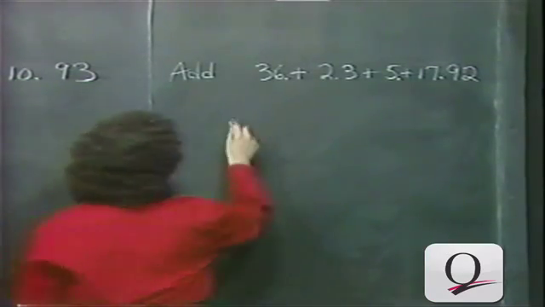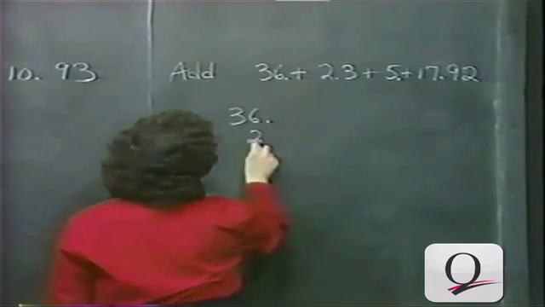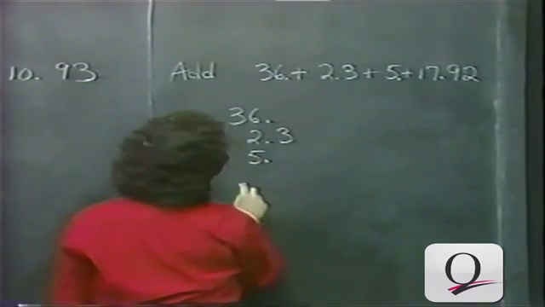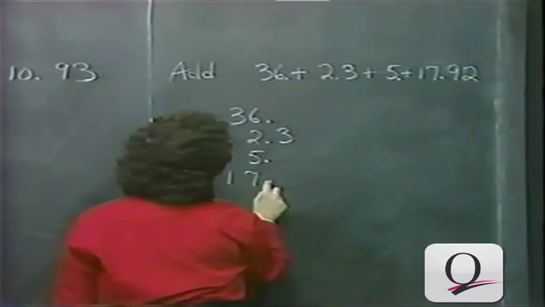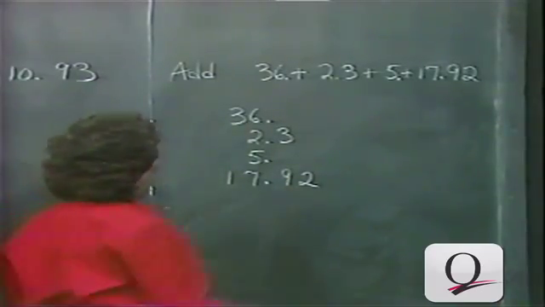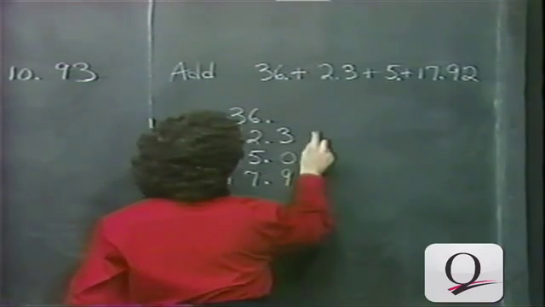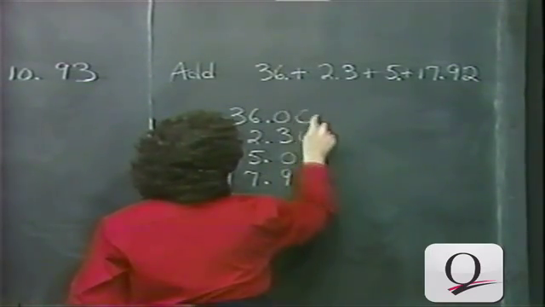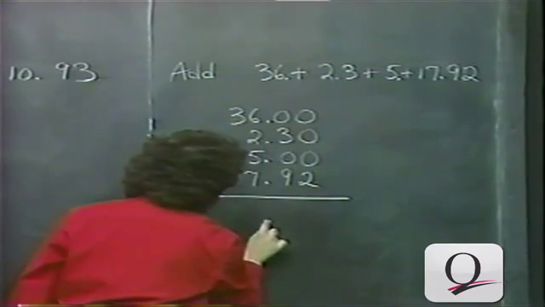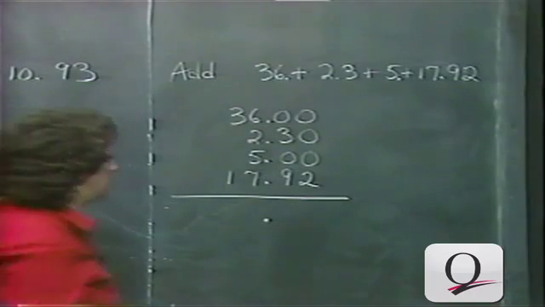Okay, now let's line it up. 36 point, 2.3, 5 point, and 17.92. And if you want to, you could put zeros in here. It helps you to visualize the problem. The answer has the decimal point directly under that column of decimals, and now we add in columns.